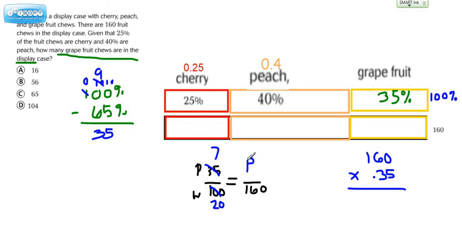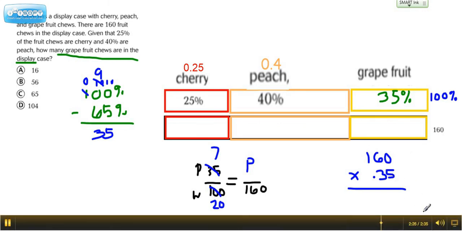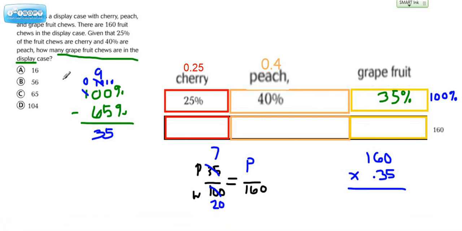So the only thing left you have to do is figure out which looks easier to figure out. Solving for P, which would be the part, or finding 160 times 35 hundredths and remembering to move the decimal over 2 to the left. So pick which one you like, finish it, and then that should be the answer. Good luck finishing this up.